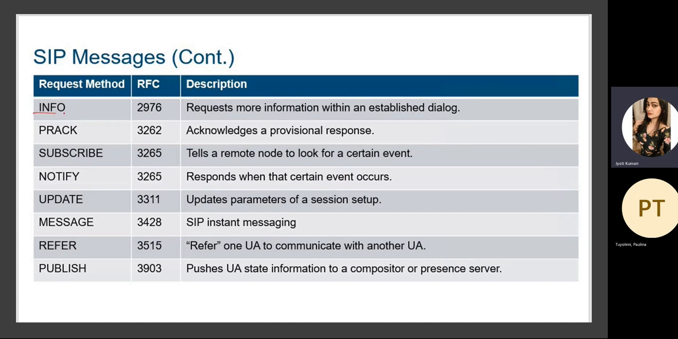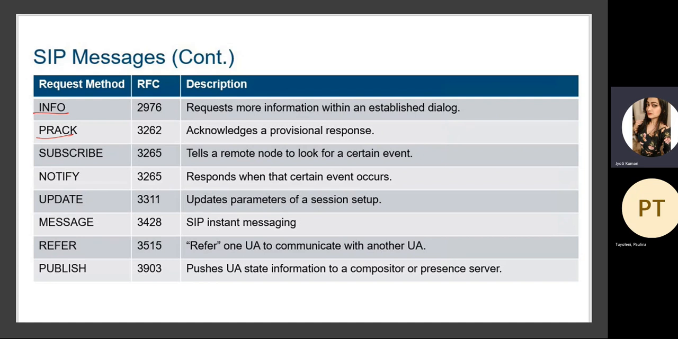So that is INFO. PRACK acknowledges the provisional response. So it is for the requests which are already going on. If I'm sending any additional request, then for the provisional responses, it will acknowledge it, saying, okay, go ahead with the other request.